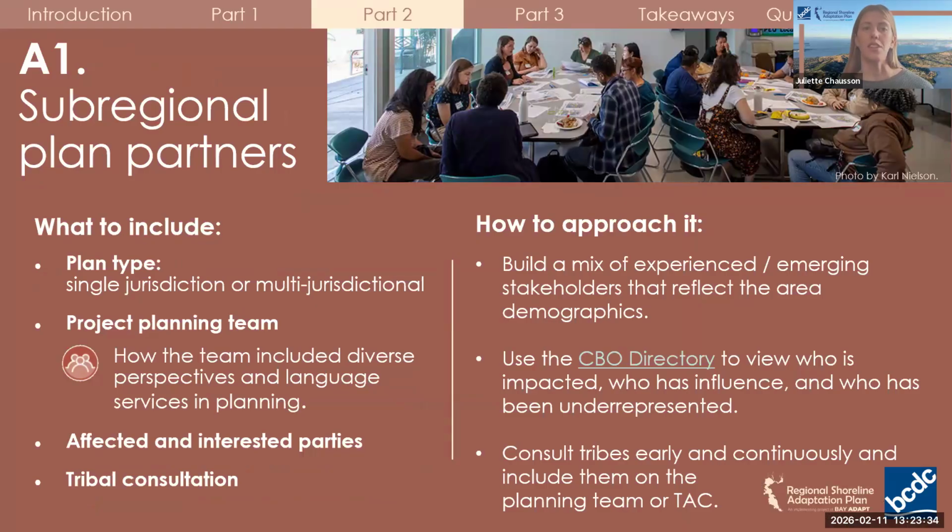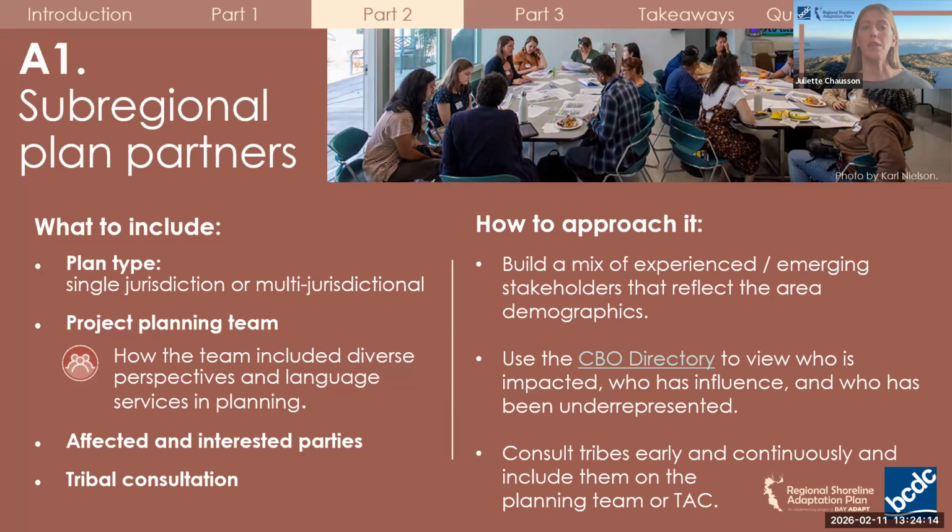So diving deeper into Section A1, there are several pieces that must be included. When you first start out your planning process, you must decide if your plan is a single jurisdiction plan or a multi-jurisdictional effort. Consider assessing whether shoreline processes, flood pathways, critical infrastructure, or governance extend beyond jurisdictional boundaries. While all subregional plans are required to coordinate with neighboring jurisdictions, multi-jurisdictional planning can provide added value where shared risk and adaptation strategies benefit from being addressed at the ecosystem or landscape scale rather than political boundaries.